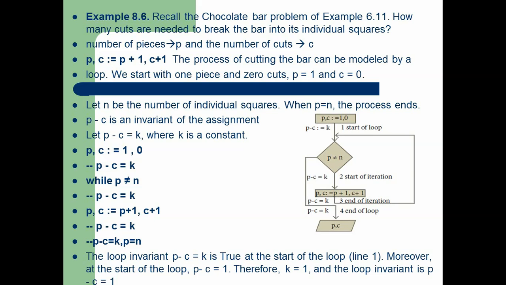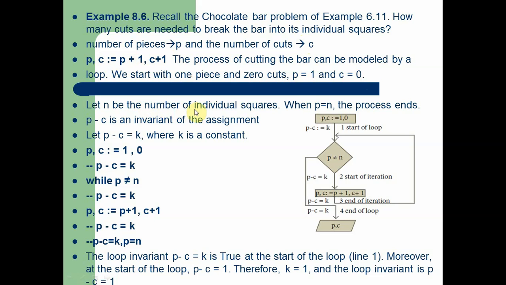Next, another very popular example which we already discussed: chocolate bar cutting. Consider there are two variables for chocolate bar cutting, one is p, another one is c. p refers to the number of pieces, c refers to the number of cuts. Each and every time we cut, the value of p is incremented by 1 and the value of c is incremented by 1. This is the execution statement. We start with one piece and 0 cuts. So the value of p is 1 because the whole chocolate bar is considered a single piece, and there was no cut, that's why c is equal to 0.